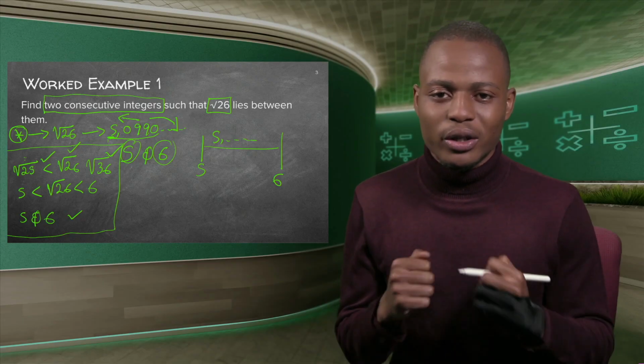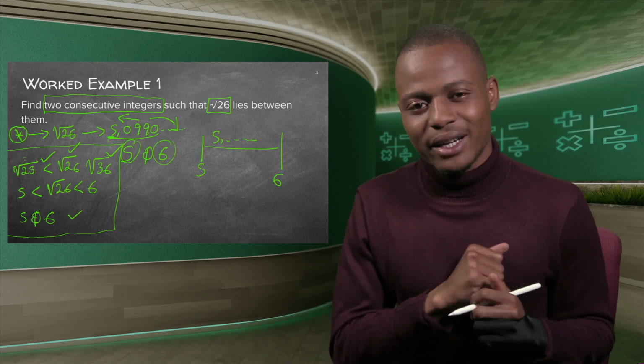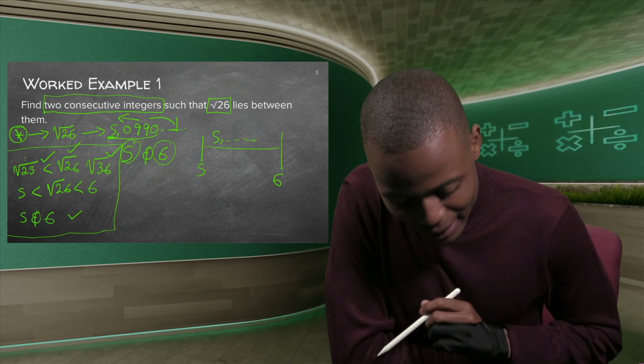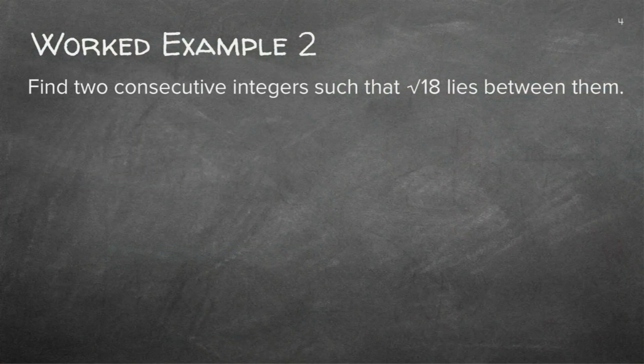All right, so to give us more energy, I have another example for us. Our second example says find two consecutive integers. So this is the key, guys. This question does not change. It is always like this. You need to find two consecutive integers such that the square root of 18 lies between them.